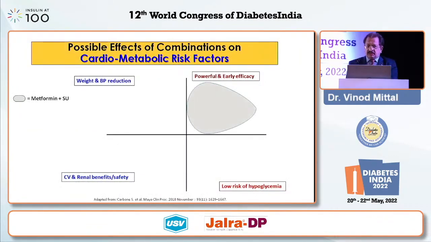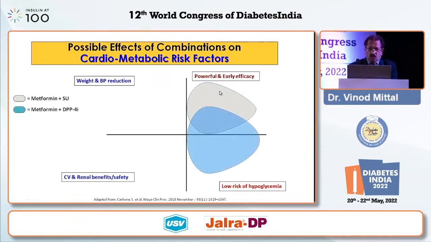Now this is again important that metformin plus sulfonylurea is the most commonly prescribed combination, and it is quite powerful with good efficacy. Once we give metformin and DPP4, yes, it is again quite powerful, maybe less than metformin plus sulfonylurea, but with low risk of hypoglycemia. So that's an added advantage.